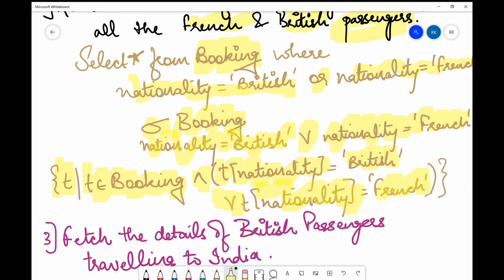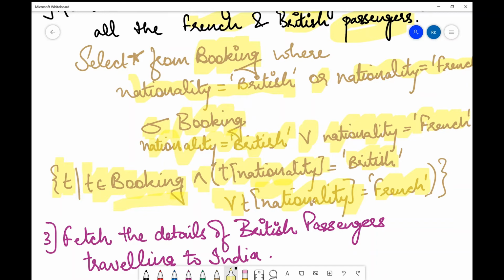So if you see clearly over here, this is very simple. You're just drafting it in a different manner, but essentially the conditions remain the same. The table that you're focusing on remains the same. So there is just a difference of notation and the operators that are being used.